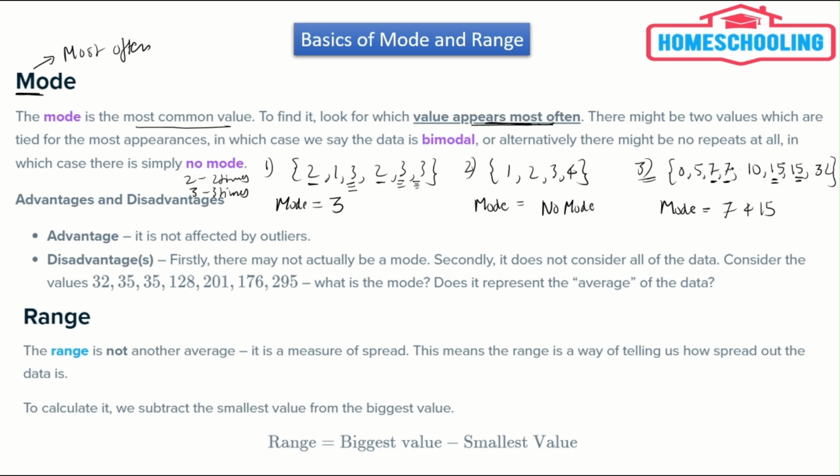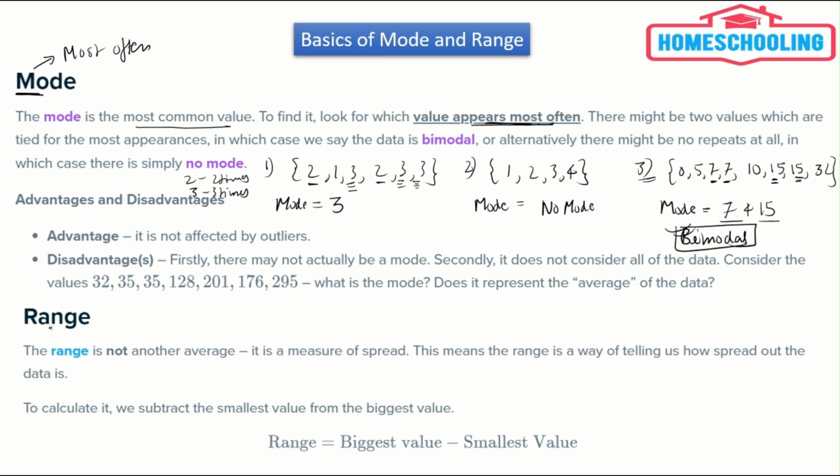If 7 is coming 2 times and 15 is coming 3 times, then what is going to be the mode? Then 15 will be the mode. But if two numbers are coming twice, then both of them would be considered modes. And when we have two modes, then this data set is called bimodal.